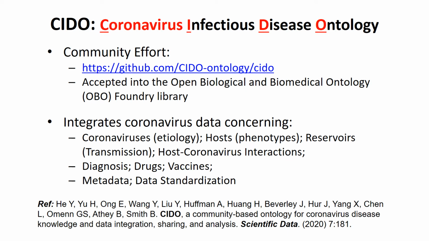Basically, CIDO is an ontological representation of things about the coronavirus. The things cover all kinds of things that we feel are relevant and important, including the etiology, like the virus itself, and the host. The host can be humans and likely some other animals. Then we look at the diseases, the phenotypes in the hosts, the reservoirs, transmissions, and host-coronavirus interactions. And then we also look at diagnosis, drugs, vaccines, and data, metadata, and data standardization.